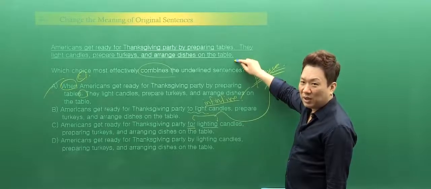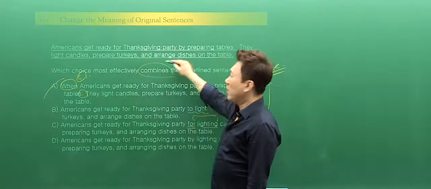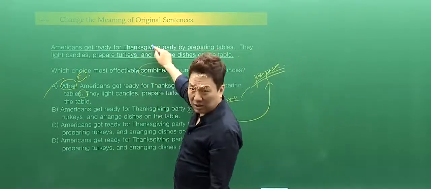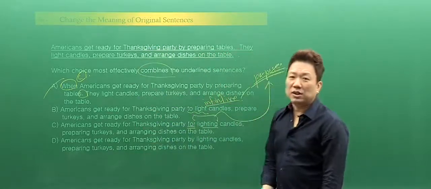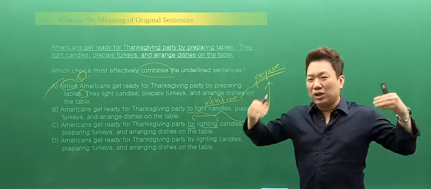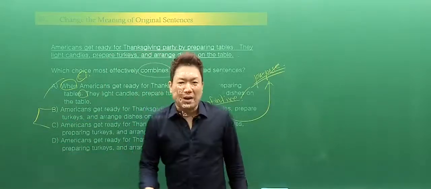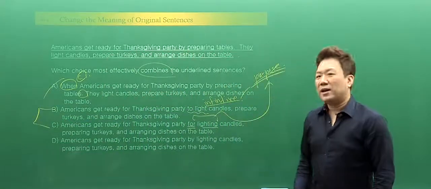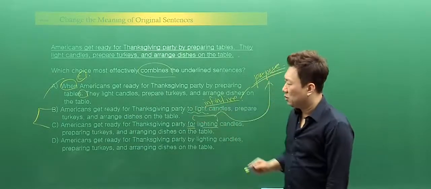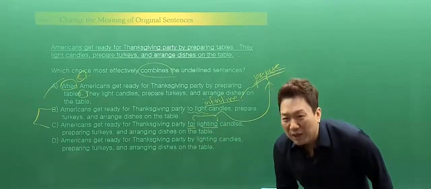The Americans' activity is what? The purpose of doing something, like preparing or arranging dishes. Because of this, they get ready for the Thanksgiving. No, right? This is totally different from the original meaning. That's why I told you don't choose the sentence even if it's grammatically fine and it makes sense and it looks very effective. Because what? This is the shortest one. Still, it's different from the original meaning.